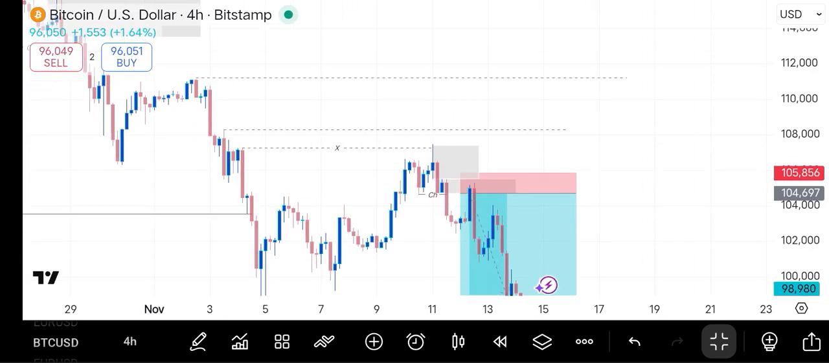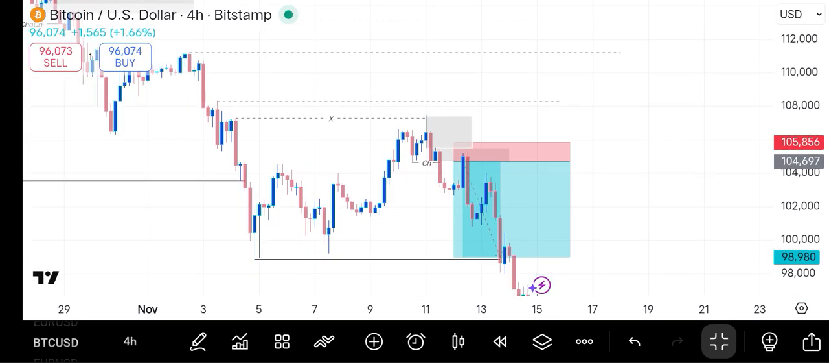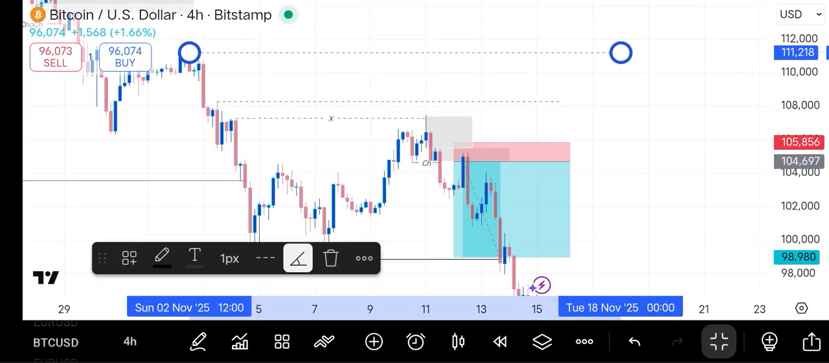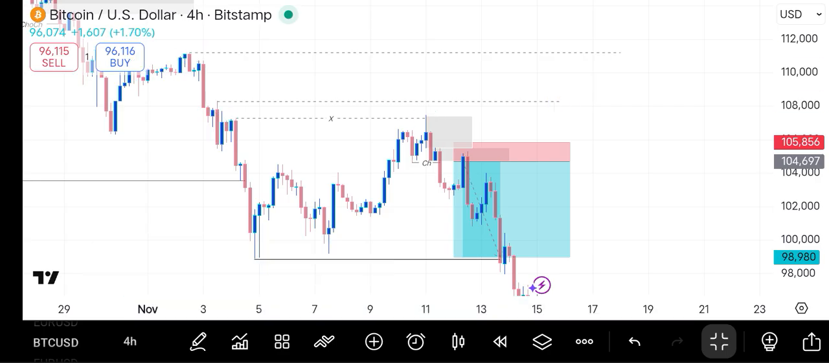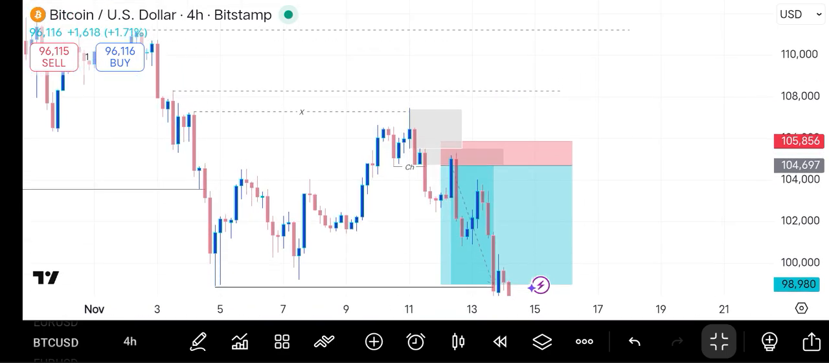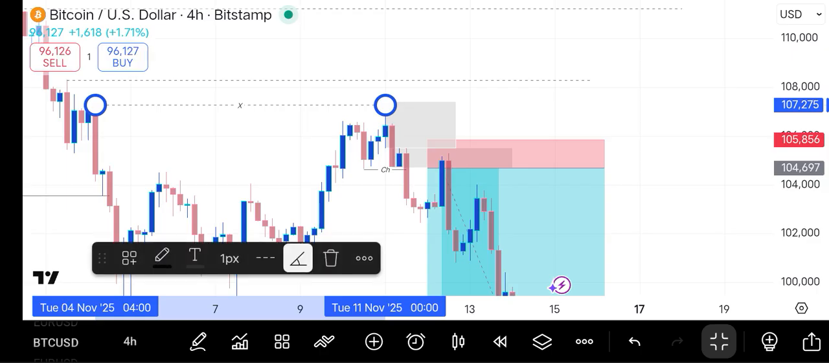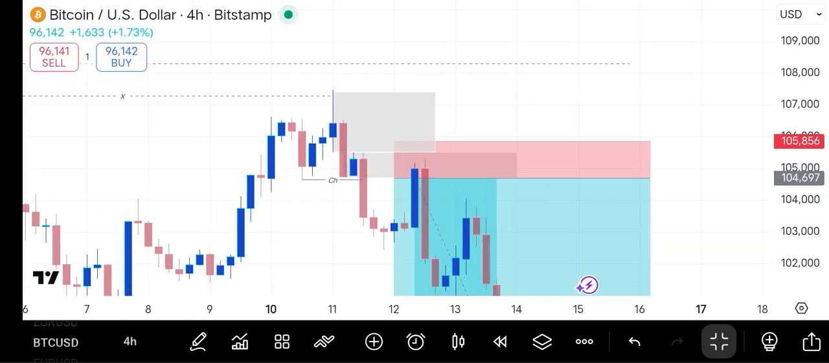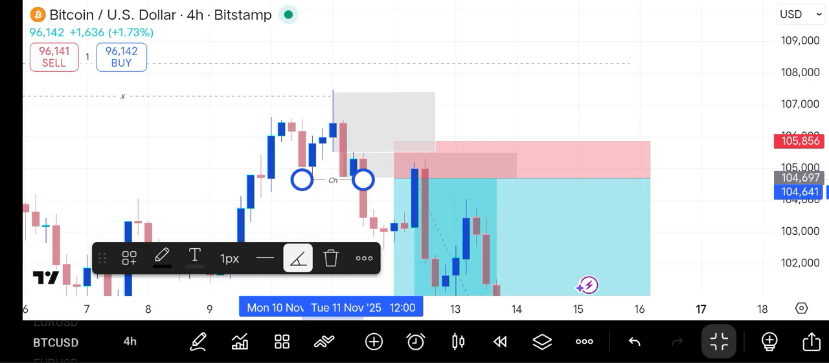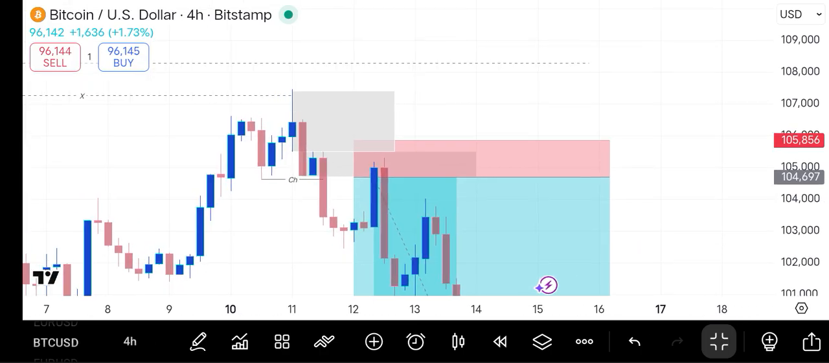And after it retraced inside PVD, what do I need next? I need my liquidity highs. So these are all my liquidity highs that I marked that I want the market to take out. So the market takes out that liquidity high, and then look at that, guys. It started sitting down lower and changed character.